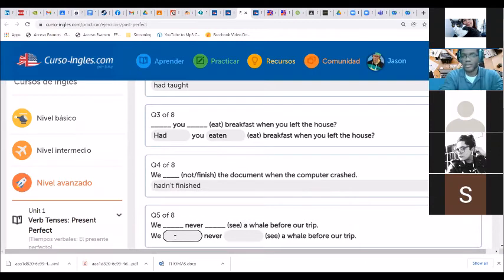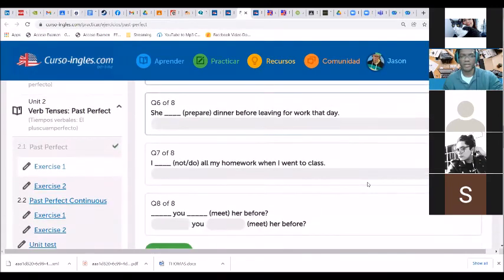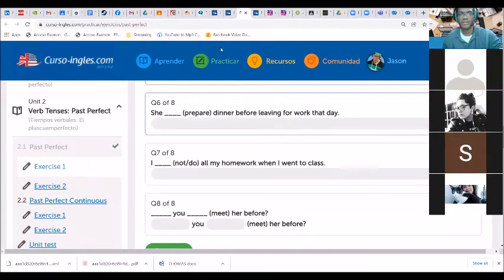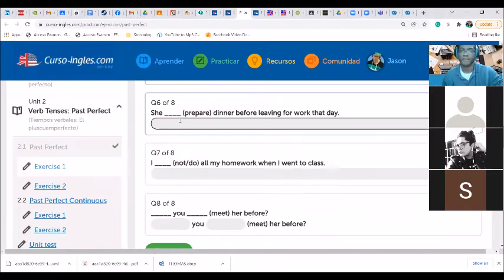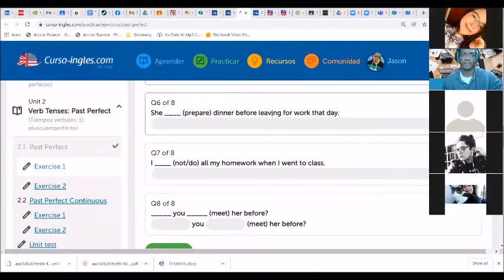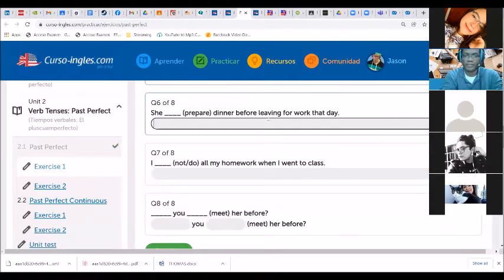Yes, we have never seen. Be careful with that D sound, stronger. Had never seen. Seen a whale before our trip. All right, let's keep it going. Number 6. Go ahead, Maria Fernanda. Yes, teacher. She had prepared dinner before leaving for work that day. Right.